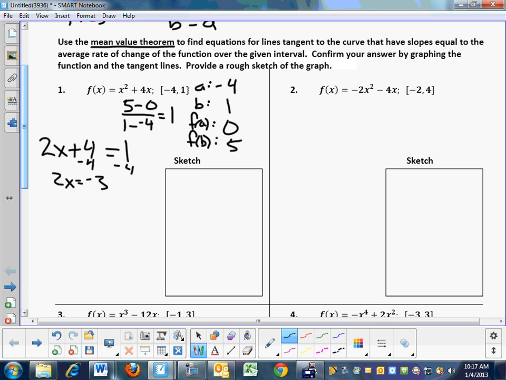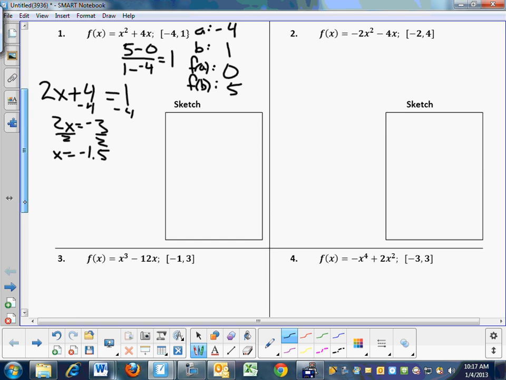I'm going to write things in terms of decimals because we're going to come up with a lot of decimals in this worksheet. The goal of this is to write an equation for a tangent line. What two things do you have to have to write an equation for a tangent line? Slope and point on line. What is the slope? Slope is 1.